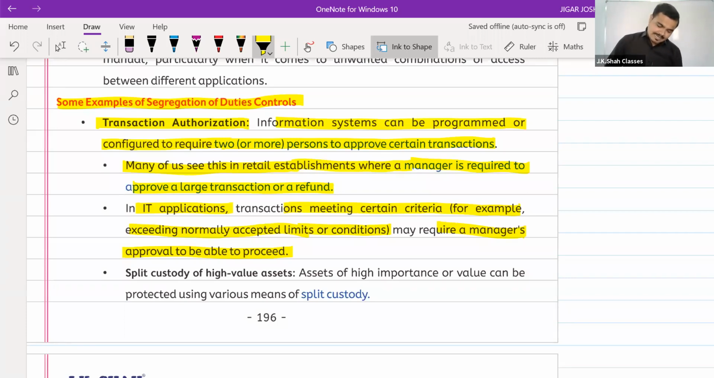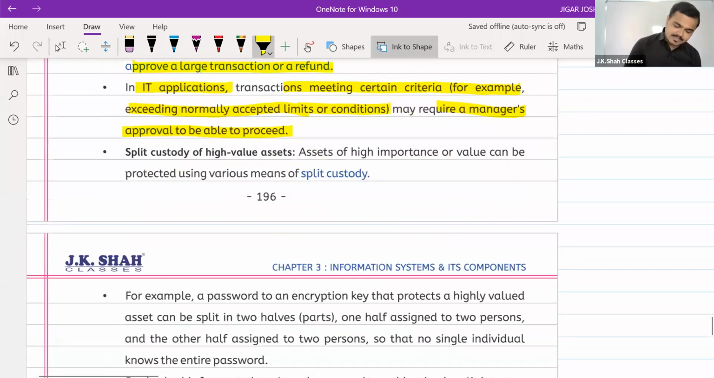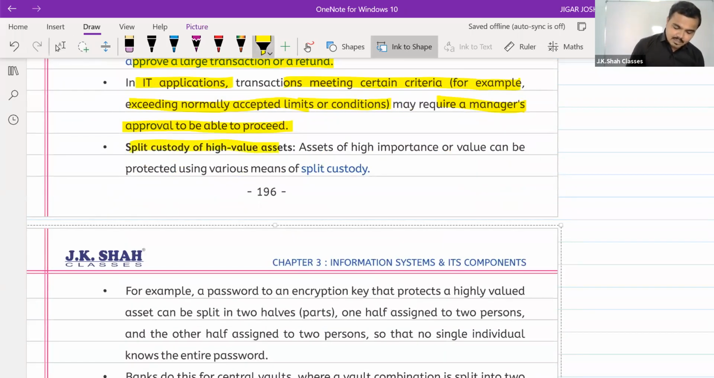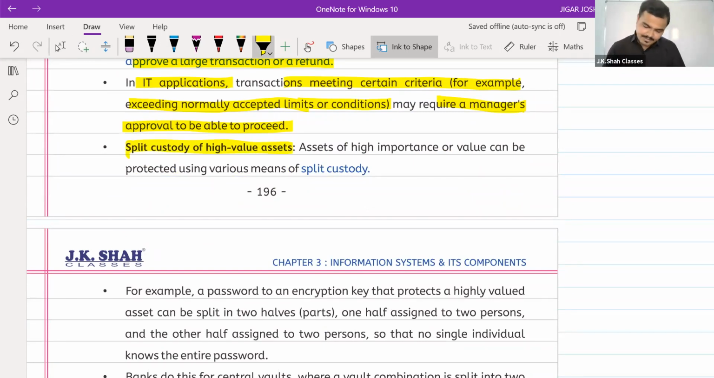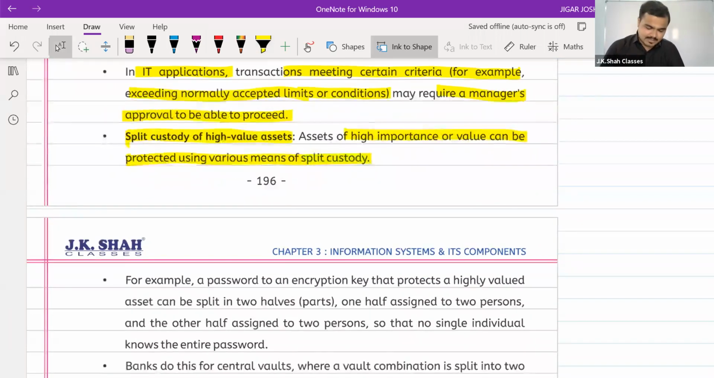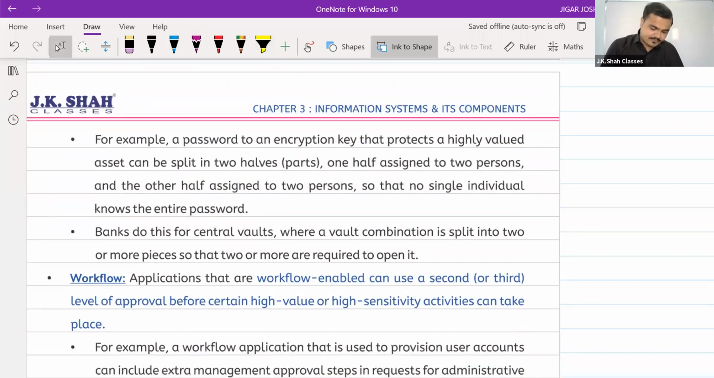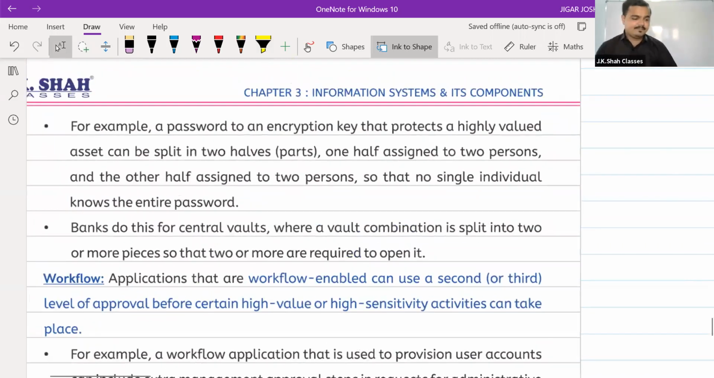Yes, sir. Second, which I had already explained to you. Sir, what was that? Split, my dear chartered. Divide the custody of high value assets. Agree? Yes, sir. Assets of high importance and value can be protected by using various means of split custody. See the example, this one. Please refer to the first example, everyone.